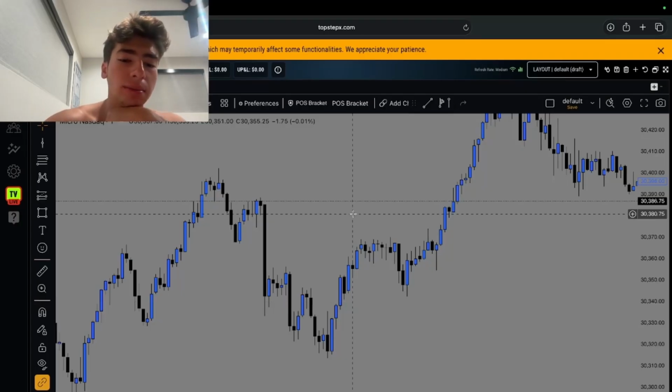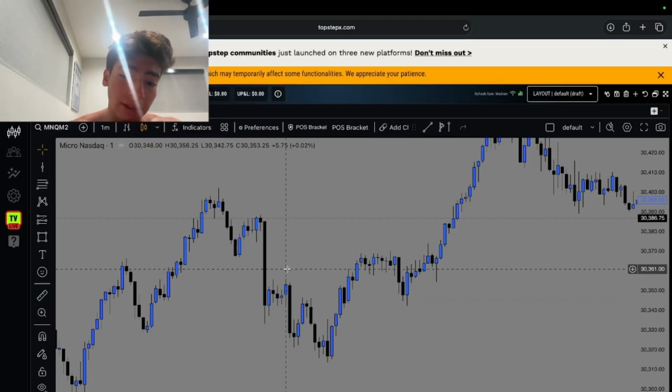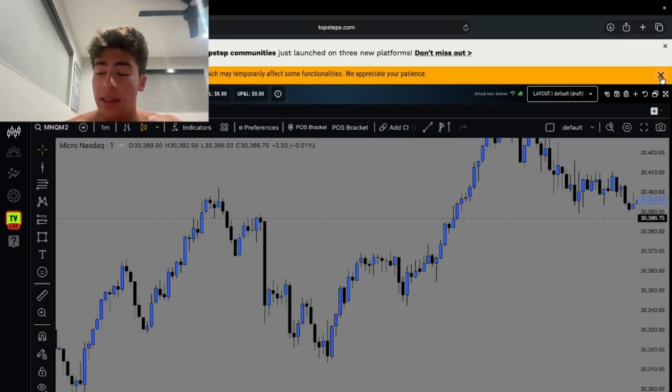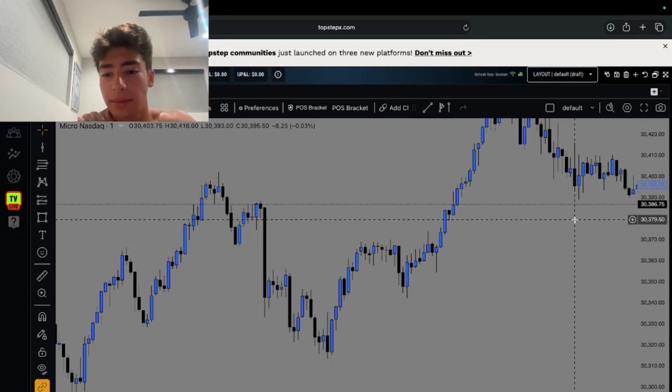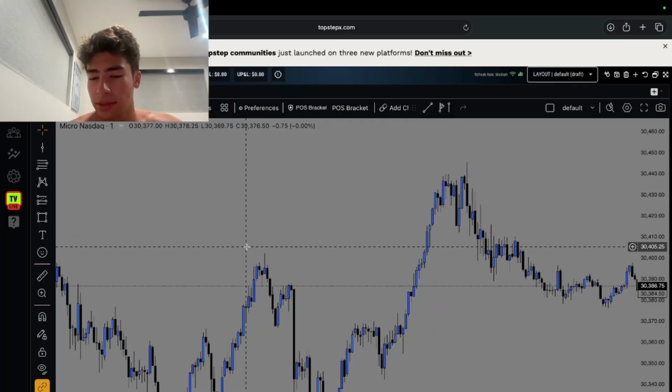So this will make more sense when it comes to the entry model, because this is a huge part of the entry model. I look for price to tap into either a bullish or bearish fair value gap. So that'll make more sense down the road, but let's just keep looking at these chart examples.